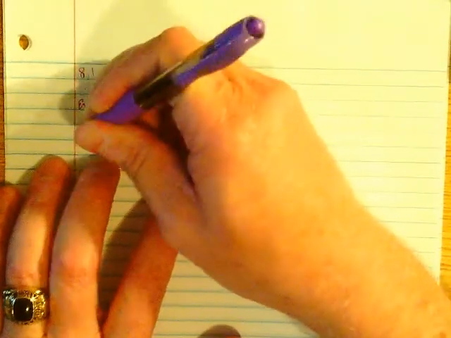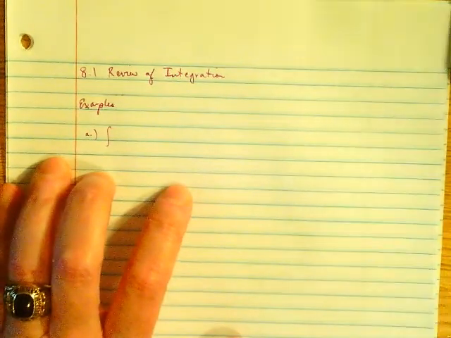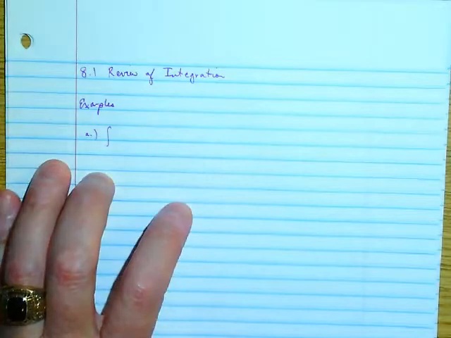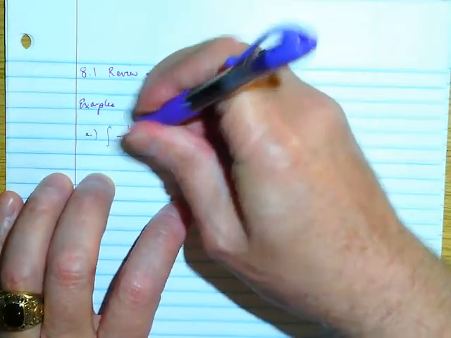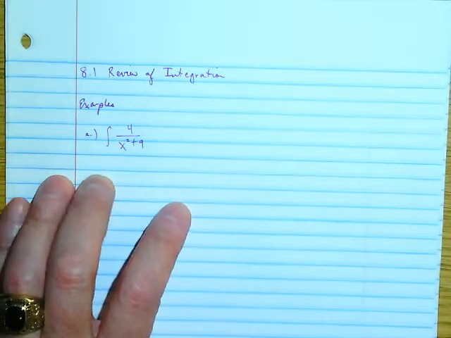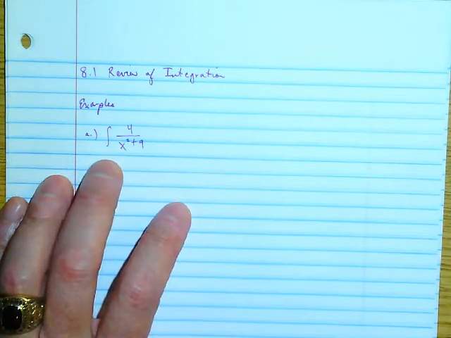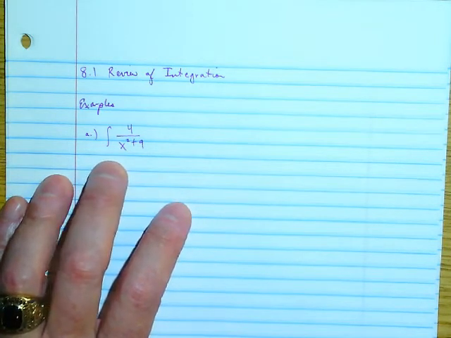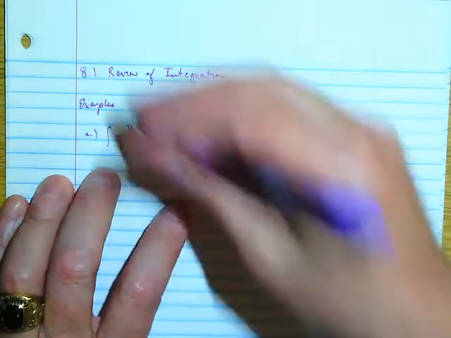Example A, the integral of 4 over x squared plus 9. You might think, oh wait, that's probably u substitution with u being x squared, but then if we did that, it'd be 2x on the top, not a 4, so that won't work.